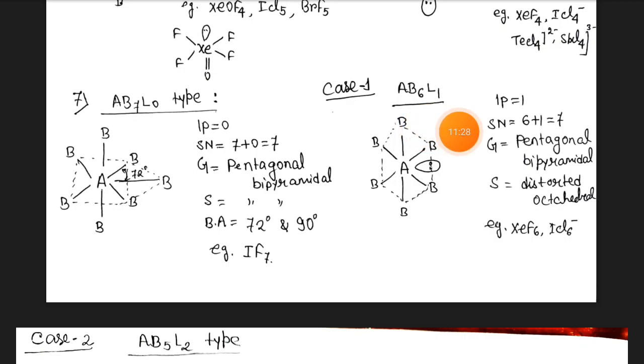Next, AB6L1. Here lone pair is 1, so steric number 6 plus 1, that is 7. Geometry is also same, that is pentagonal bipyramidal, but shape is different because here one lone pair is there. So this is distorted octahedral geometry. Examples are XeF6, ICl6 minus.